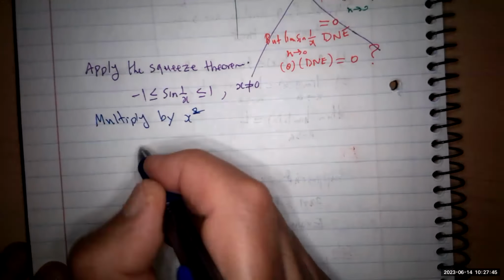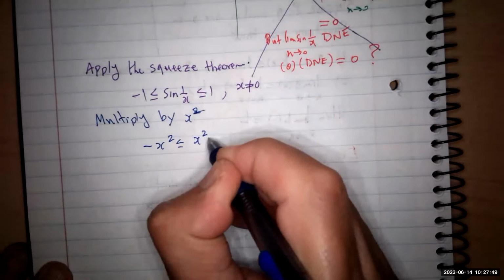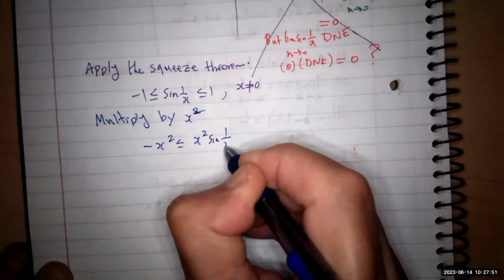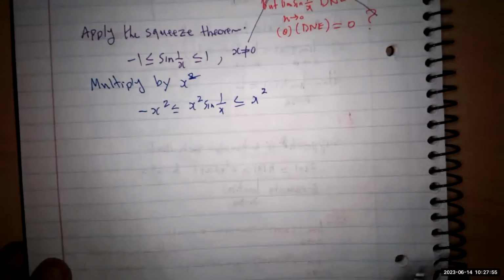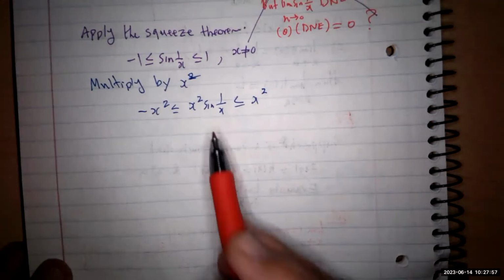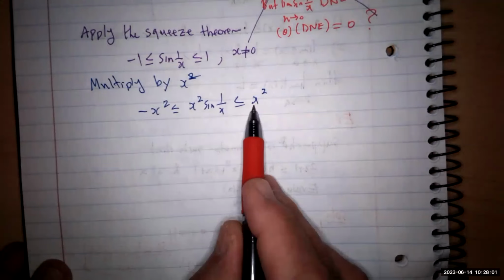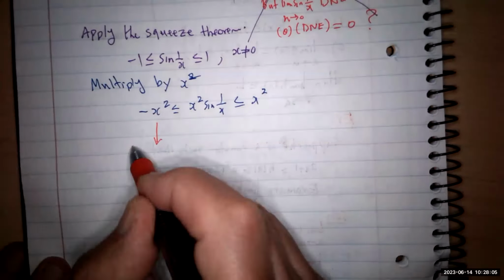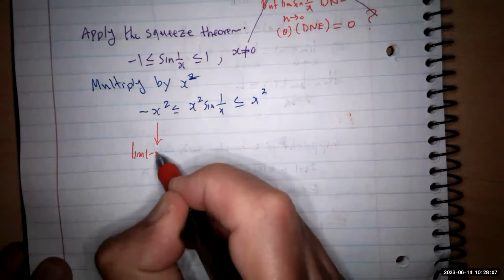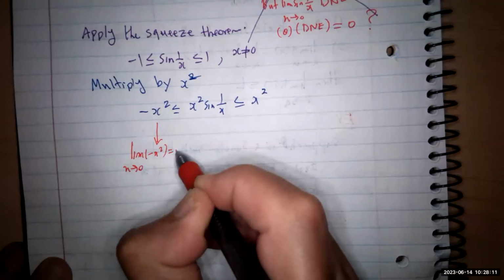So what you get is negative x squared, less than or equal to x squared times sine of 1 over x squared. You see, you squeeze your function between two other functions. Now we can apply the squeeze theorem. You find the limit of this part, negative x squared, as x goes to 0. You know that this is 0.